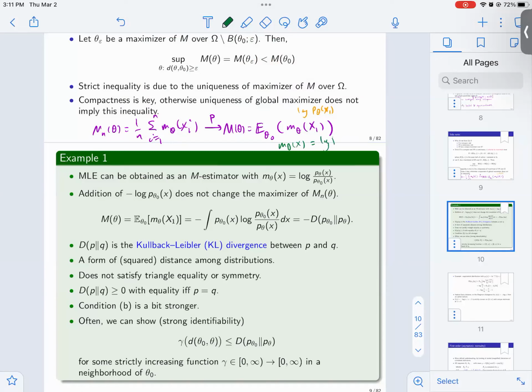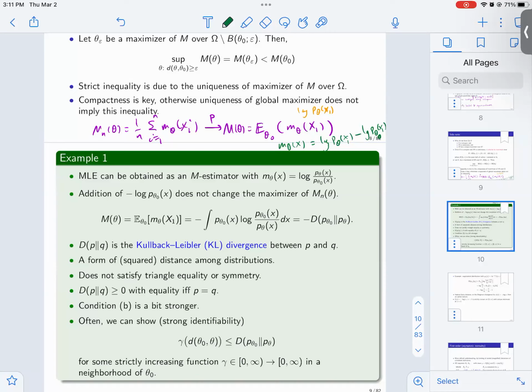log p theta of x1 minus log p theta naught of x1. Because theta naught is fixed and I'm maximizing over theta, that doesn't matter. Adding this doesn't change the maximizer over theta. Of course, I can't put it in there and try to maximize it in the sample, because that requires me to know the true parameter. But to analyze the population level, I can just do it. It doesn't change the maximizer.